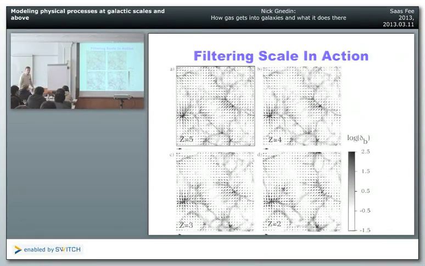Just to show you that it actually works in reality, I have these 4 slides from a simulation of the IGM at redshift 5, 4, 3, and 2. It shows the contrast of baryonic density, so its evolution with time. I don't know if you can see. Let's look closer.